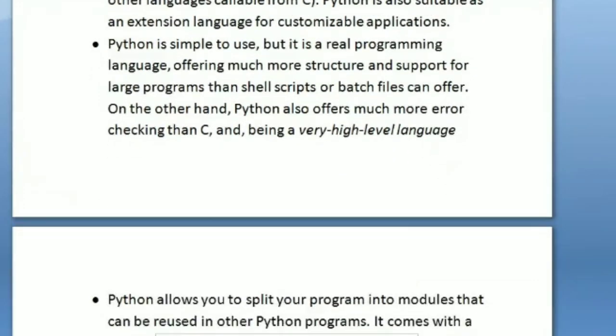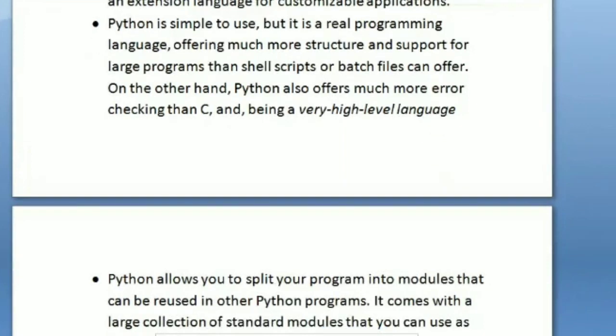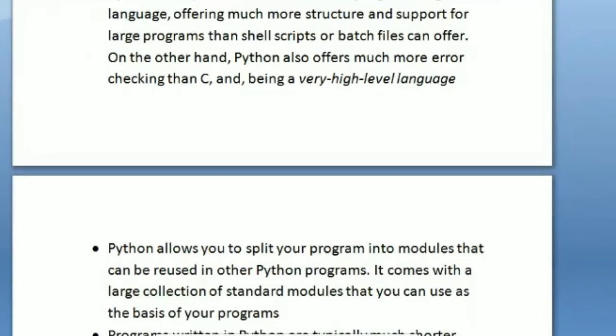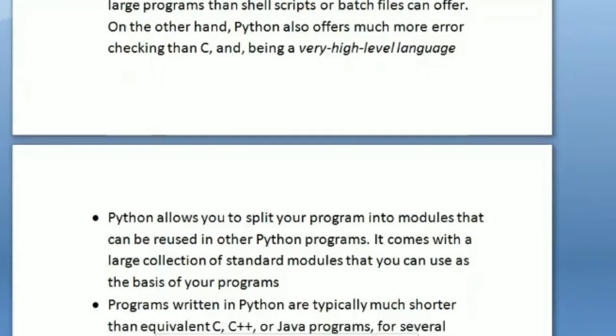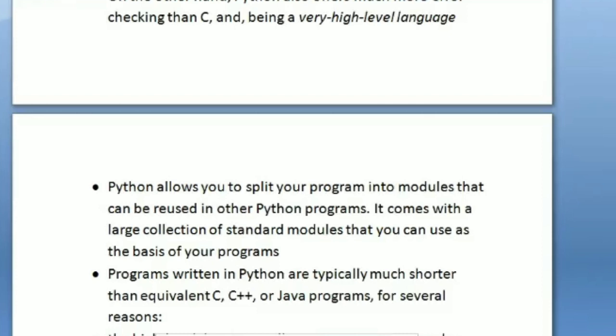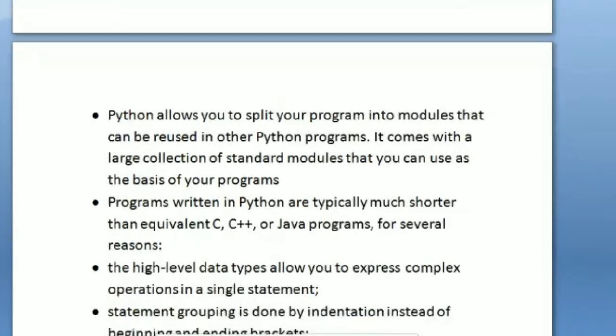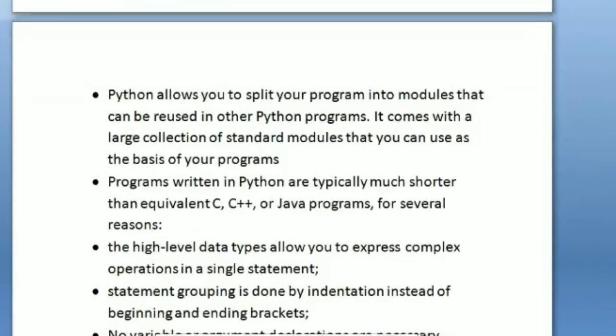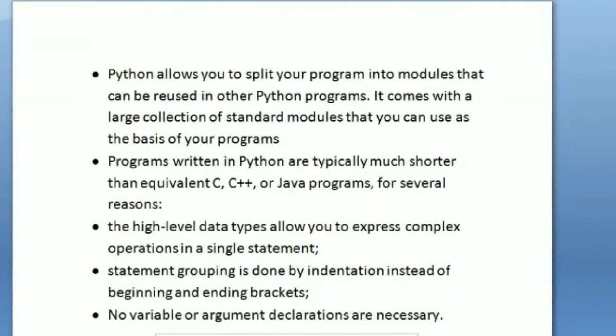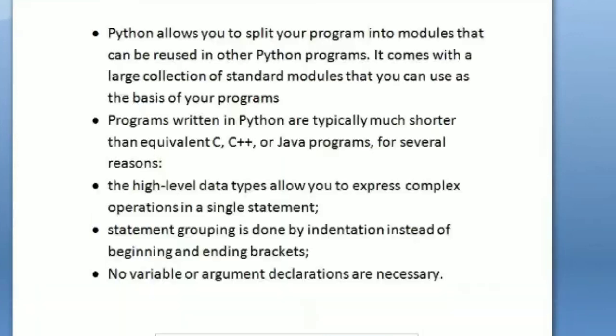Python also allows us to split our program into modules that can be reused in other Python programs. It comes with a large collection of modules that can be used as a basis of your programs. Programs written in Python are generally much shorter than equivalent C, C++, Java for several reasons. The high-level data types allow us to express complex operations in a single statement. Statement grouping is done by indentation instead of beginning and ending brackets. No variable or argument declarations are necessary. So these are the basic features of Python programming.